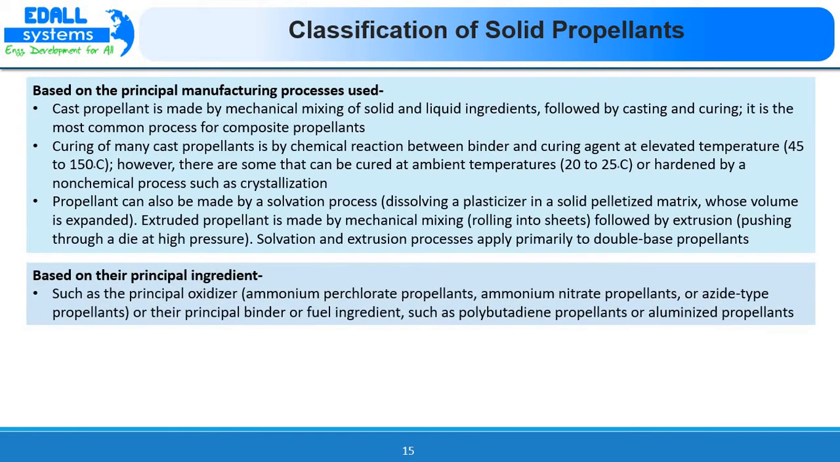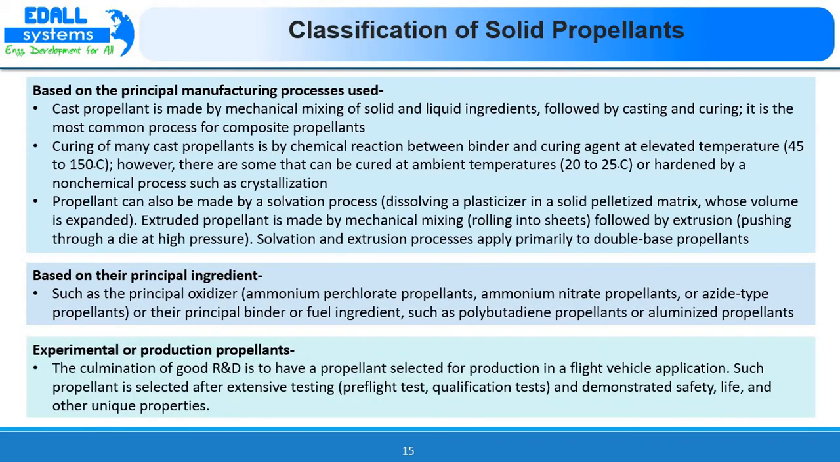Next category is based on the principal ingredients, such as the principal oxidizer: ammonium perchlorate propellants, ammonium nitrate propellants, or azide type propellants; or the principal binder or fuel ingredients, such as polybutadiene propellants or aluminized propellants. So they can be classified based on the principal ingredient, where we have seen ammonium perchlorate has been used in many propellants, and polybutadiene is used in many propellants. So based on their names they can also be classified. Then the next category, that is experimental or production propellants.